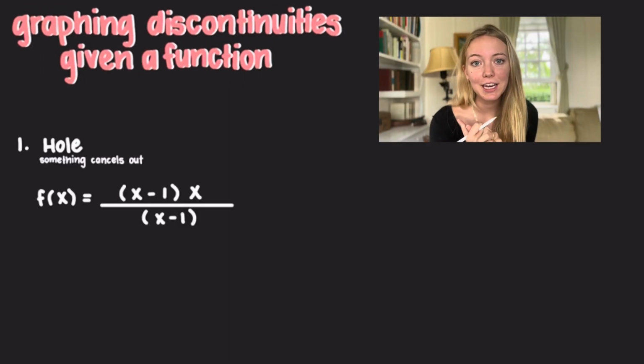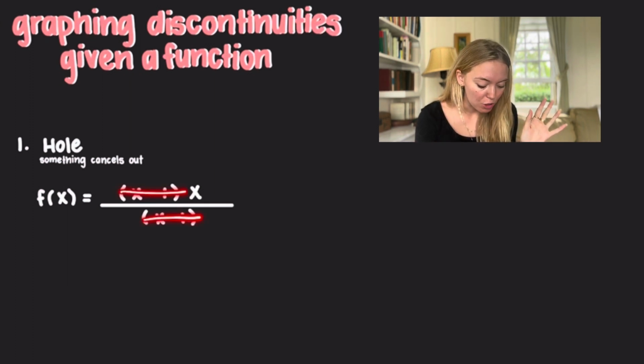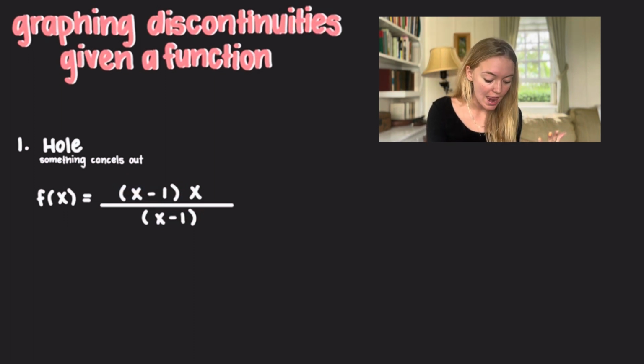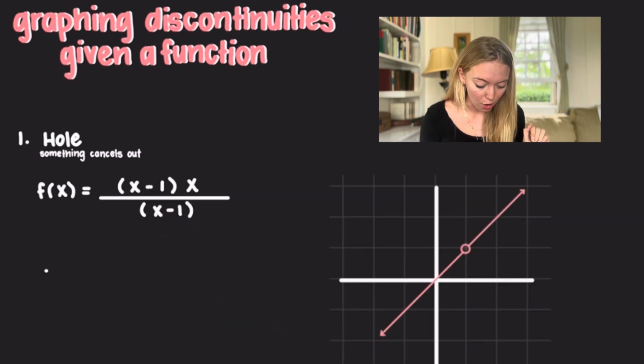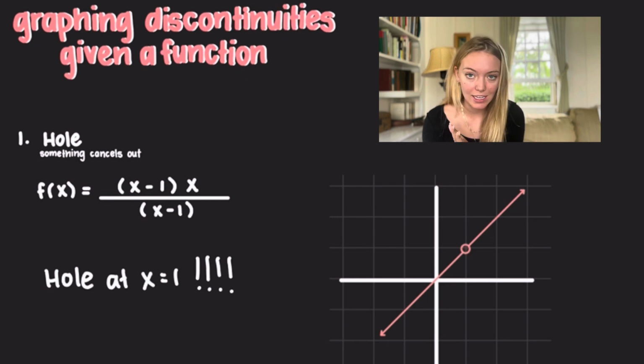Okay, so the first kind of discontinuity is called a hole. And a hole happens when something from the numerator and the denominator cancel out. So in this case, we have a hole, and the hole is going to be at x is equal to 1. So whatever makes this thing 0, x minus 1 is equal to 0, x equals 1. So we're going to say that there is a hole at x is equal to 1.